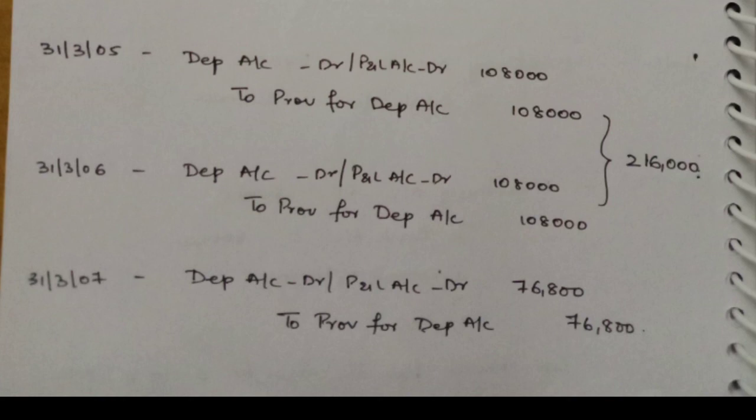So for the year ending 31st March 2005, for the year 2004-05, the depreciation entry would be: depreciation account debit to provision for depreciation account. Because they are asking for provision for depreciation, to create the provision, we will consider provision. We will not consider machinery on the credit side. So depreciation account debit to provision for depreciation account.